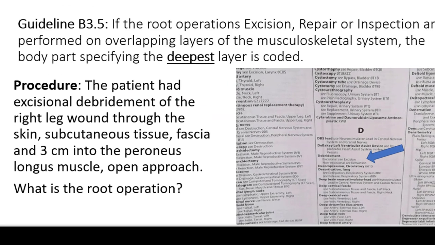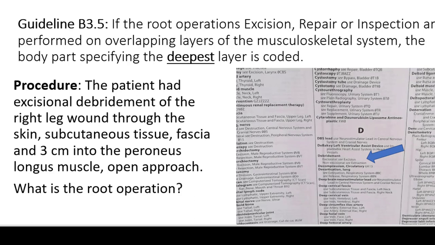Guideline B3.5 says if the root operations excision, repair, or inspection are performed on overlapping layers of the musculoskeletal system, the body part specifying the deepest layer is coded. So an example of that procedure might be when the patient has an excisional debridement of a right leg wound through the skin, subcutaneous tissue, fascia, and 3 centimeters into the peroneus longus muscle. Open approach. So what is the root operation? Well, you're taking out part of that muscle. So it's going to be excision.